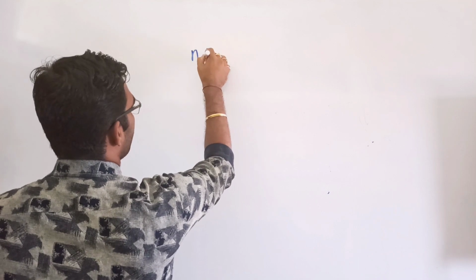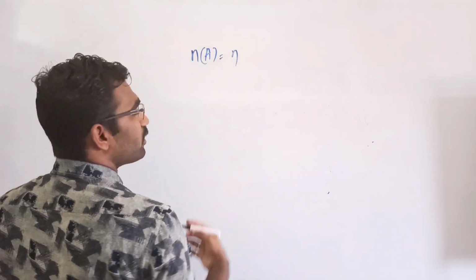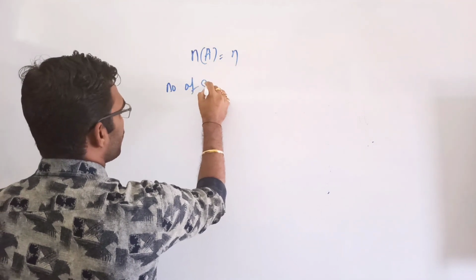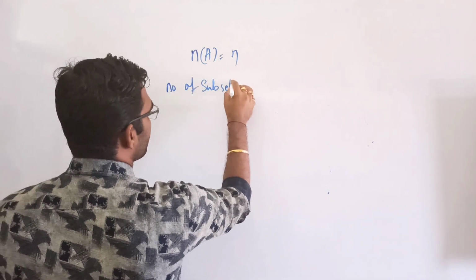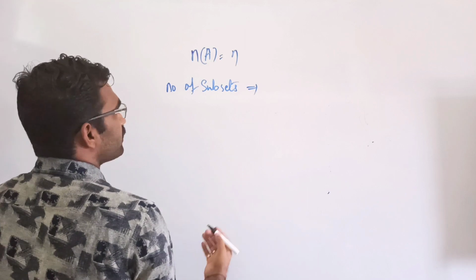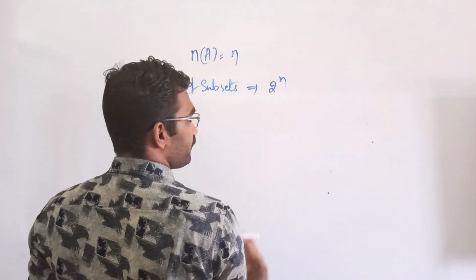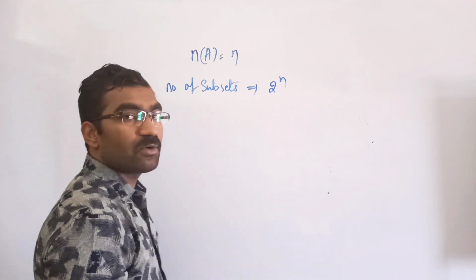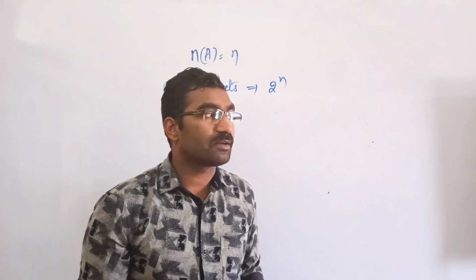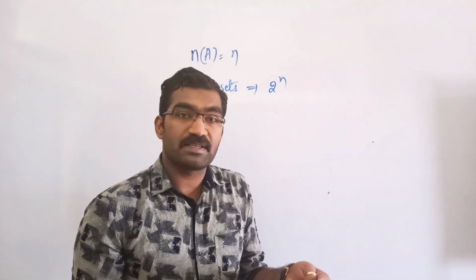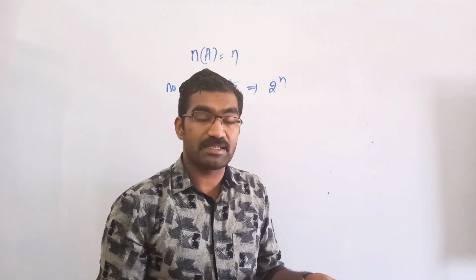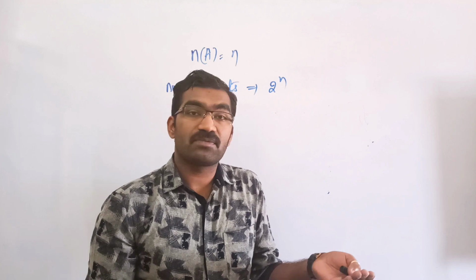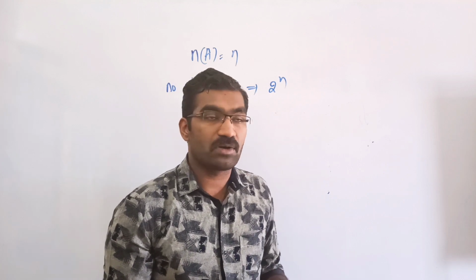If the set A is having n number of elements, then the number of subsets is given by 2 raised to n. So this is the number of subsets. There is one more thing which is called the power set of A. The power set of A means the set of all the subsets of the given set is called the power set.